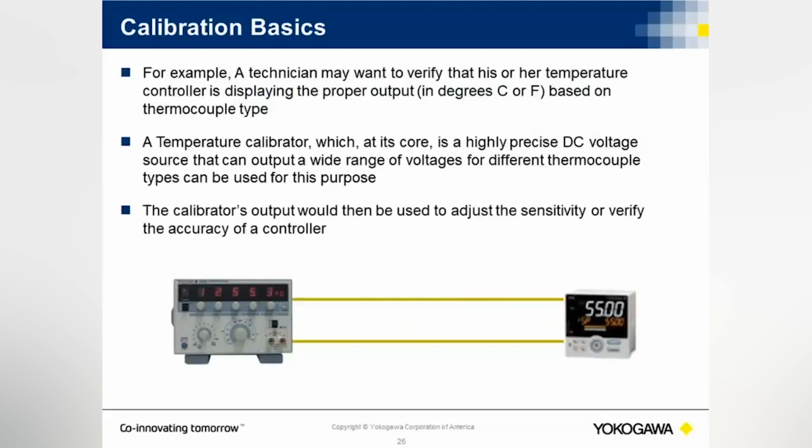An example would be if a technician wants to verify their temperature controller is displaying the proper output based on a certain thermocouple type, they would then use a temperature calibrator. As seen at the bottom, on the right side of the diagram is the temperature controller, and on the left side is a temperature calibrator. A temperature calibrator is essentially a high precision DC voltage source that's designed to output a range of voltages that correspond to different thermocouple types. The technician would then use the calibrator's output to verify and adjust the sensitivity of this controller to see if it's matching up with what the calibrator is outputting.